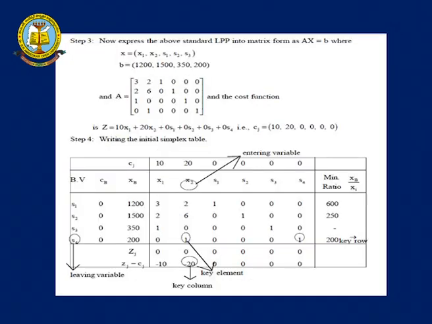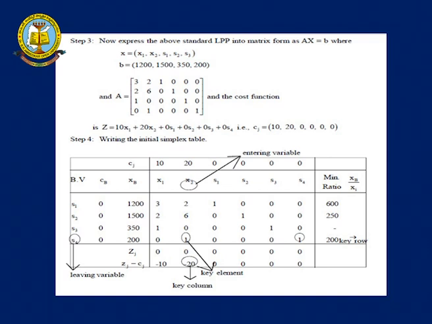X equals the column matrix with all unknown variables. B is the right hand side values 1200, 1500, 350 and 200, and A is the coefficient matrix. C is the cost matrix, that is 20, 0, 0, 0, and write it into the simplex table. This is the structure. In the algorithm itself I explained this whole procedure. So Cj cost variables and basic variables, all variables.